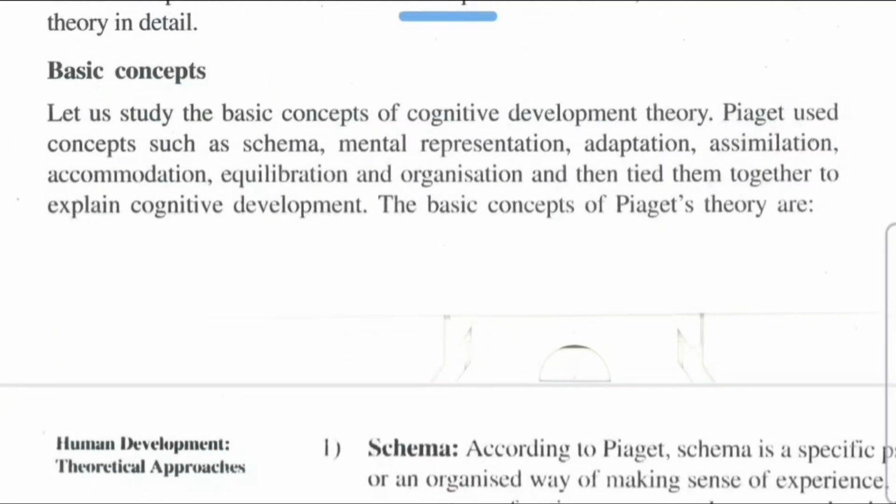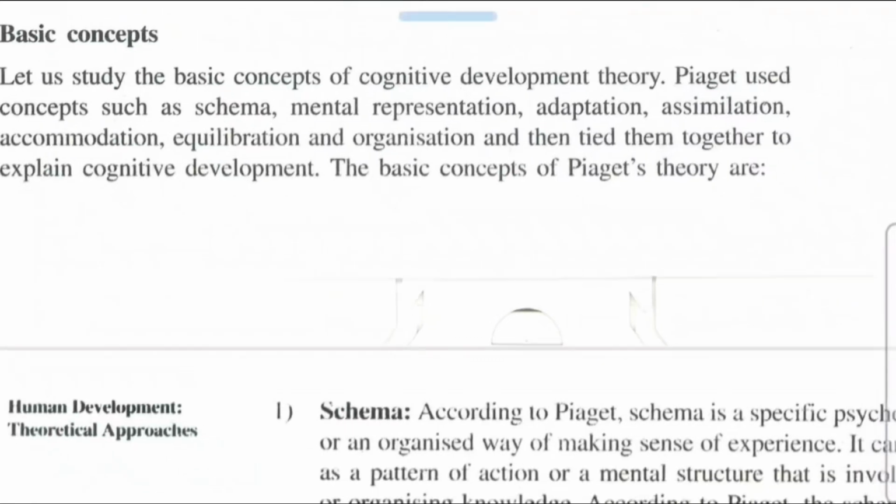Study the basic concepts of the cognitive development theory. Piaget used concepts such as schema, mental representation, accommodation, equilibration, adaptation, assimilation, and organization, tying them together to explain cognitive development. The basic concepts of Piaget's theory are: 1.